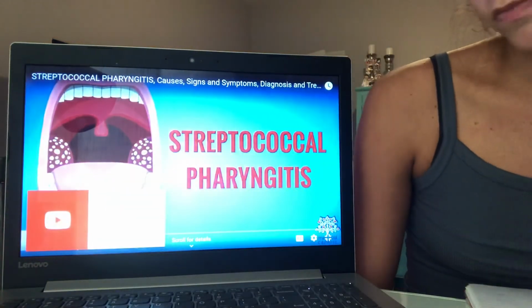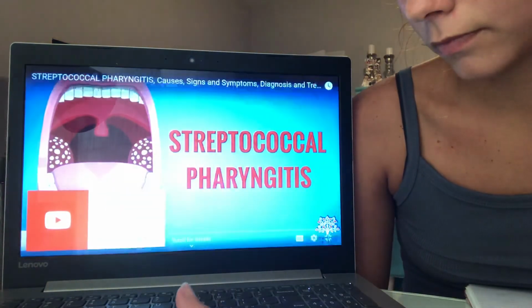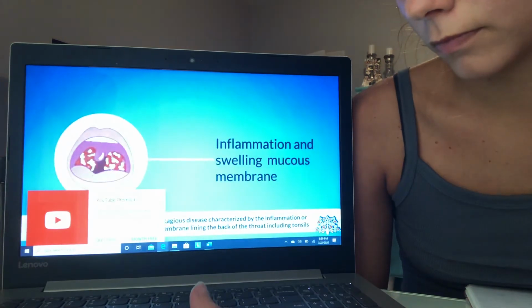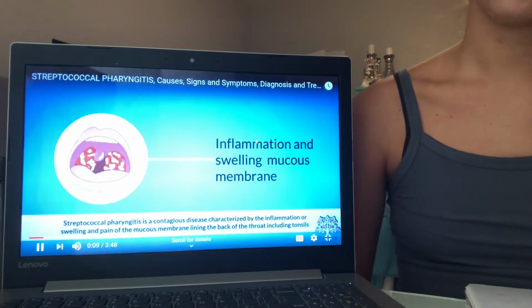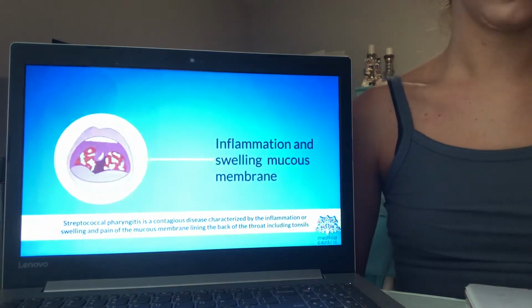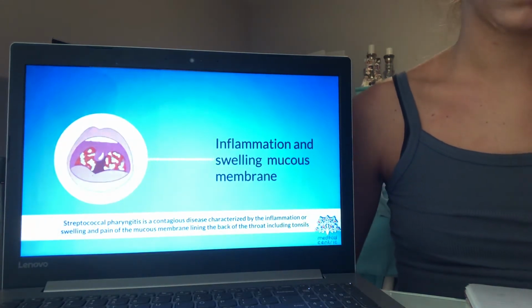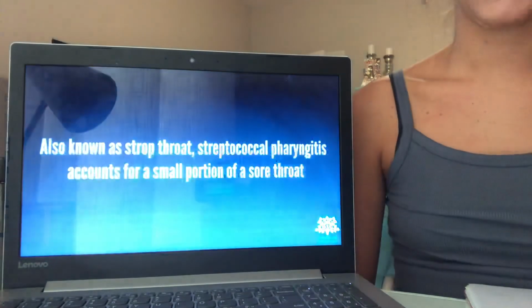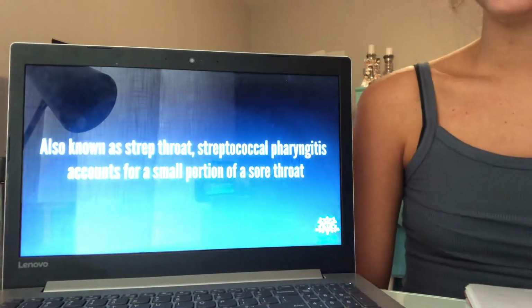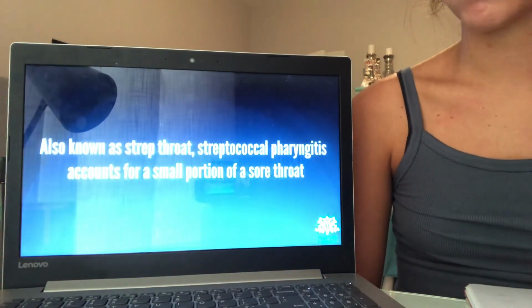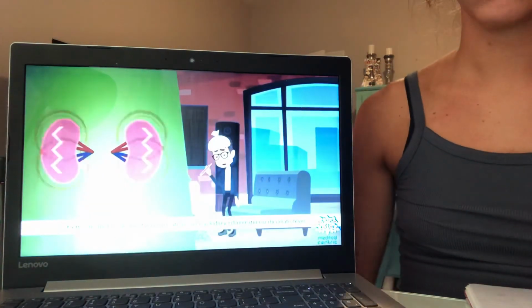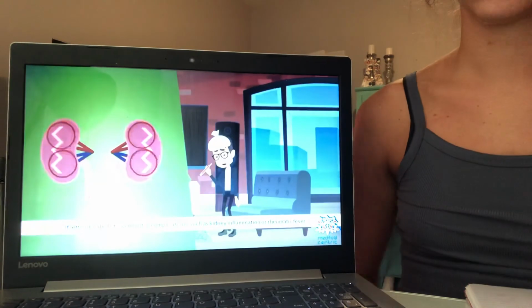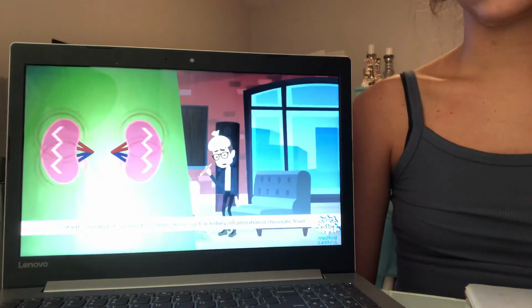Today's topic is streptococcal pharyngitis. Streptococcal pharyngitis is a contagious disease characterized by the inflammation or swelling and pain of the mucous membrane lining the back of the throat, including tonsils. Also known as strep throat, streptococcal pharyngitis accounts for a small portion of a sore throat. If left untreated, it can result in complications, such as kidney inflammation or rheumatic fever.